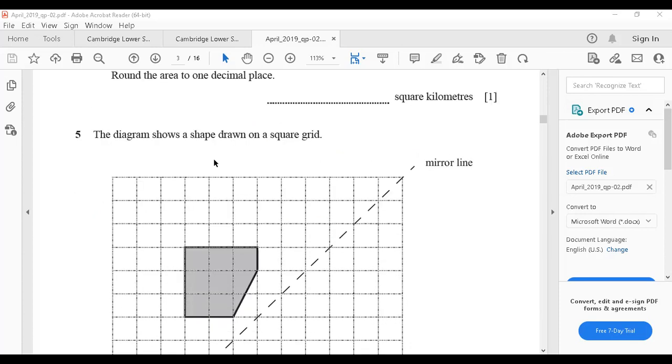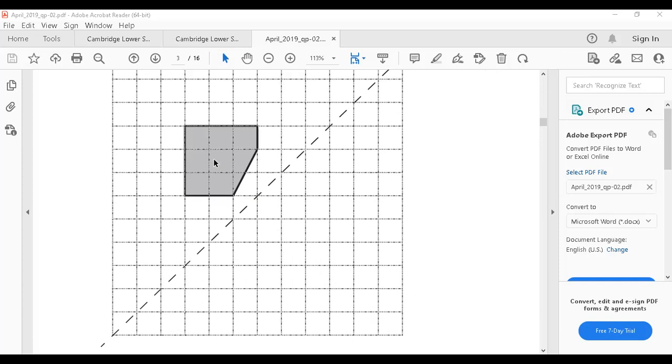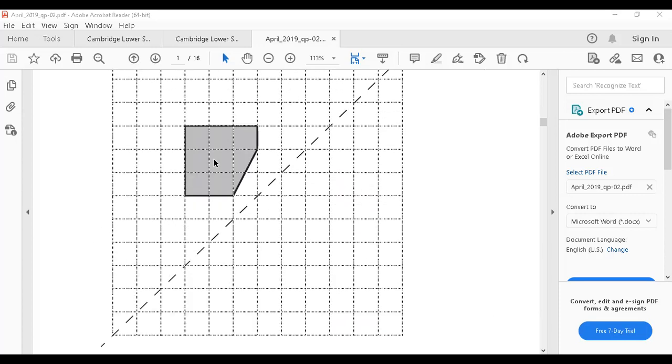Now here for number 5, he asks you to reflect the diagram shape shown on the grid. So I need to reflect the shape in the mirror. How can I reflect this shape in the mirror? We have 2 options. The first one, we have to use tracing paper. After using tracing paper, I will reflect it to the other side.